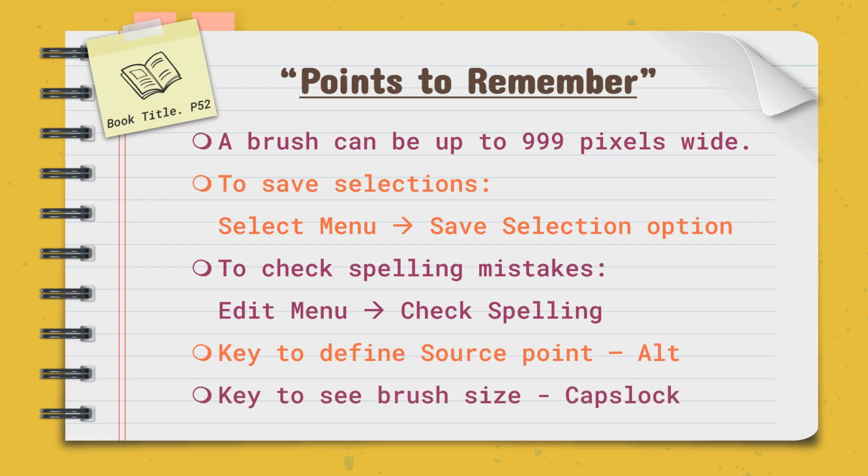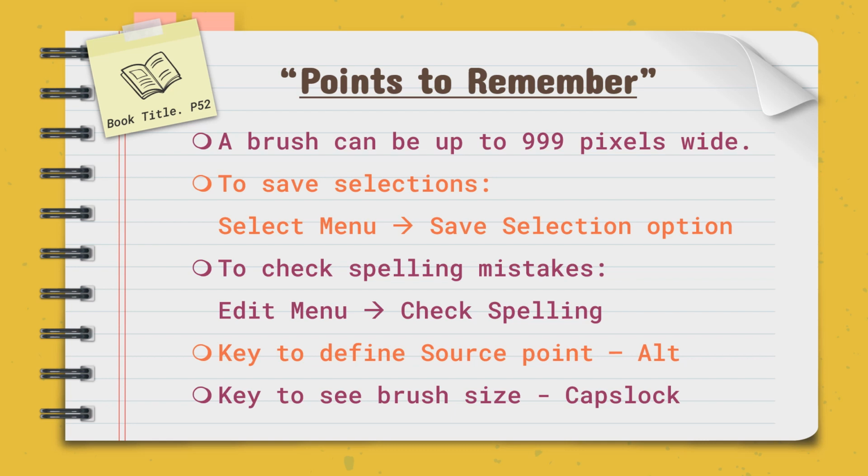Key to see the brush size. Caps lock key. When the caps lock key is off, you will see the brush size. That means a circle will appear. When you increase or decrease the size, the size of the circle will increase or decrease. That means you are seeing the brush size.